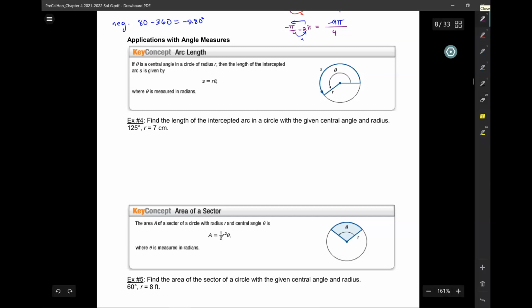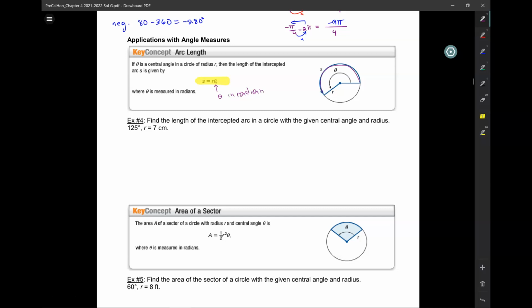Okay, so we had talked about last time that S is a distance around a portion of the edge of the circle. And if we wanted to find how long that is, the formula for it is S equals R theta, right? And remember, when you're using that formula, theta has to be in radians, because this comes from the definition of a radian.